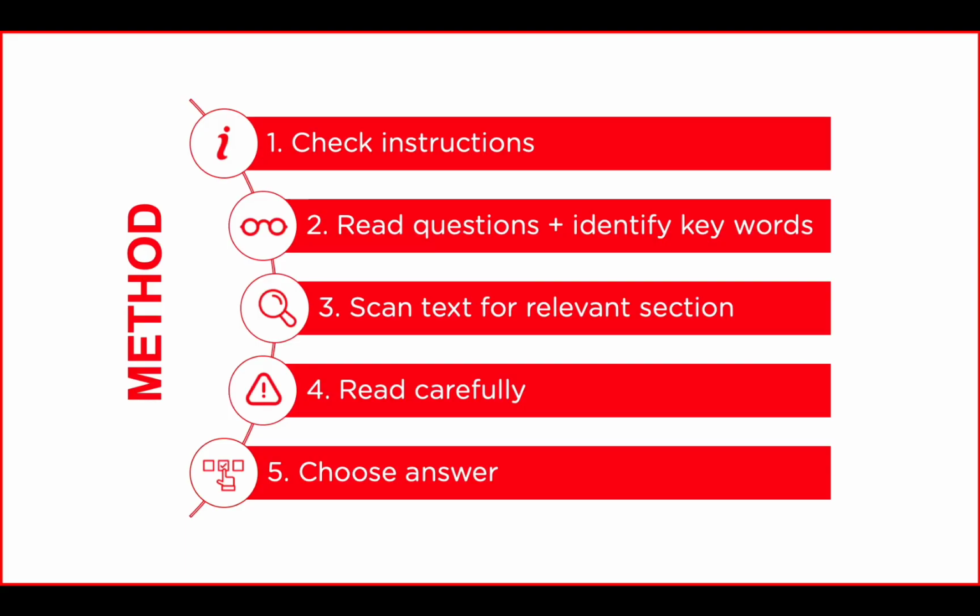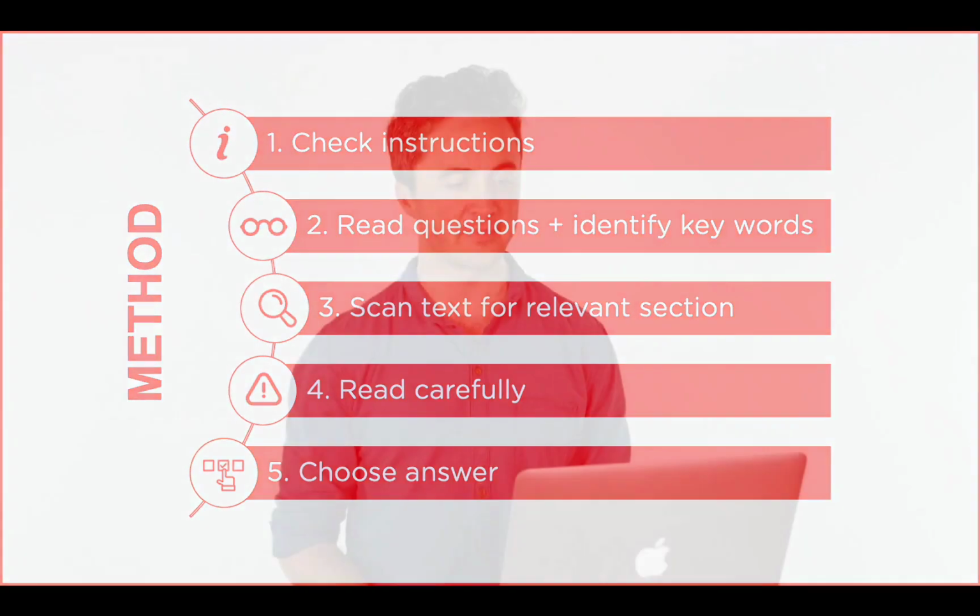Let's take a look at the method and practice here. So, first thing you'll need to do is check those instructions. Read the questions, identify keywords. Scan the text for the relevant section using the keyword. Read carefully, choose the answer yes, no, or not given. So let's follow this method now.